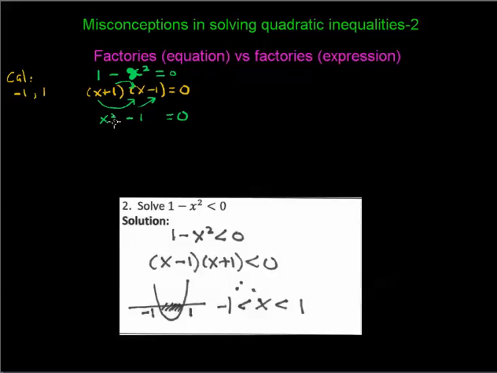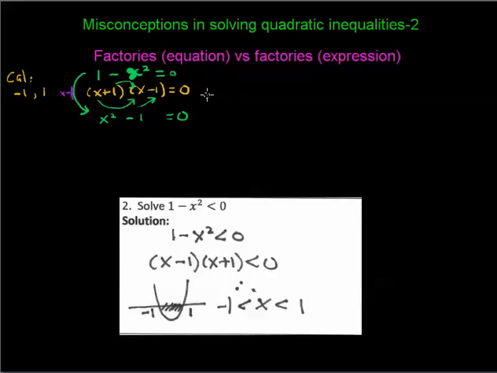But in an equation, they are equal. We can easily change 1 minus x squared to x squared minus 1 just by multiplying by -1 on both sides. So we'll get x squared minus 1. These two equations are the same.